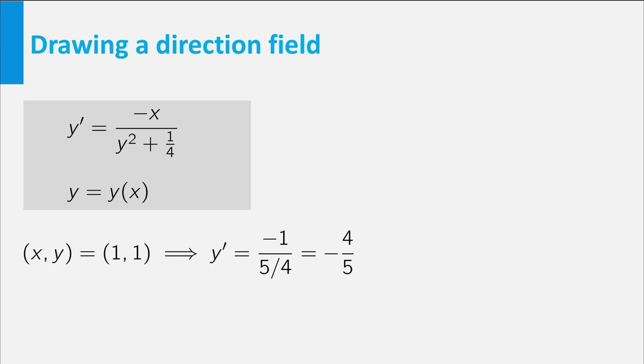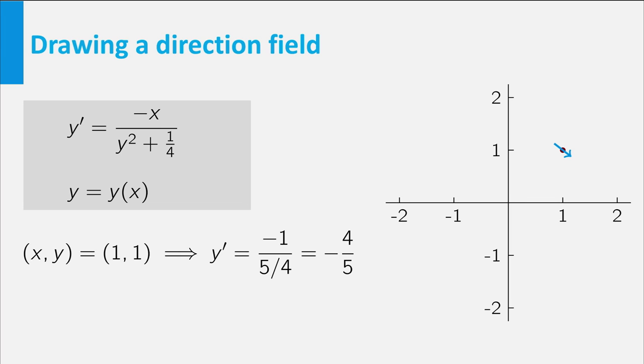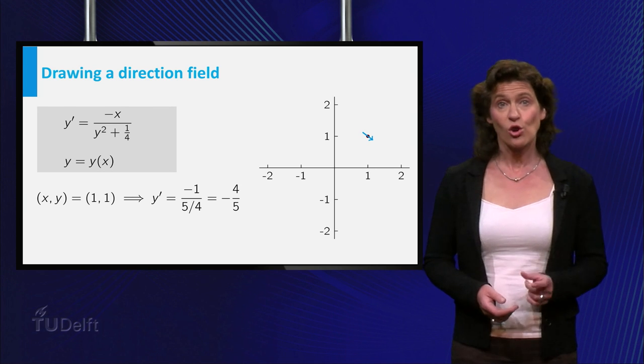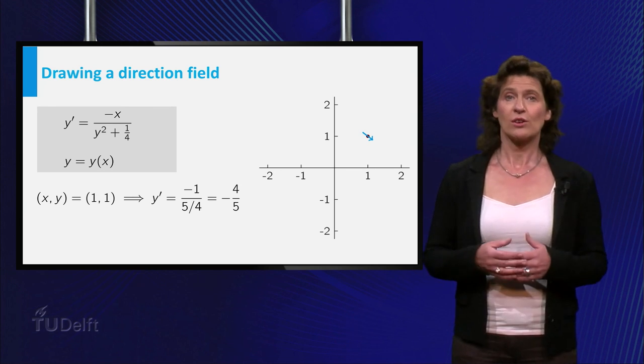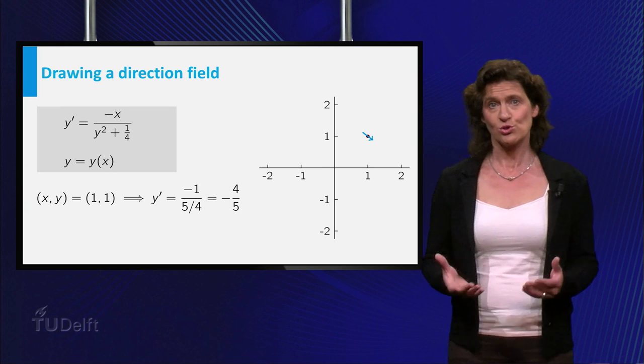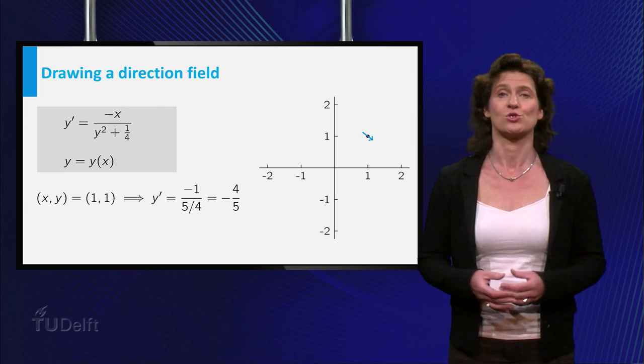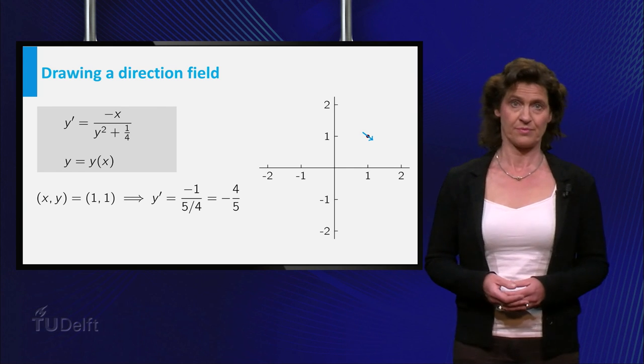What does this mean? It means that the tangent line at the graph of the solution in the point (1, 1) has slope minus 4 over 5. Here you see a small part of this tangent. Okay? So, without having solved the differential equation, without knowing the explicit formula for the solution, you found the slope of the graph of the solution at x equals 1.